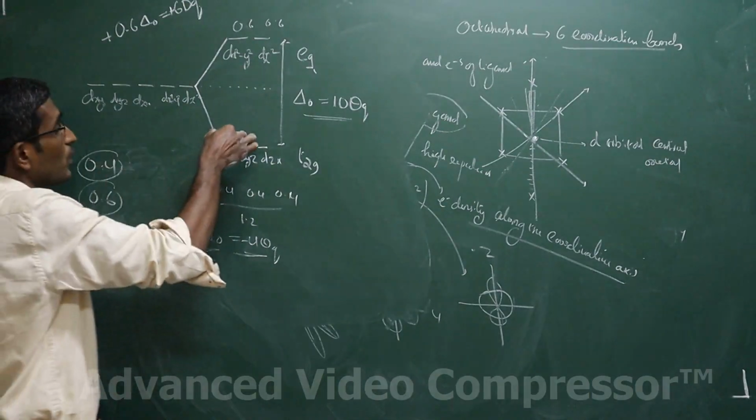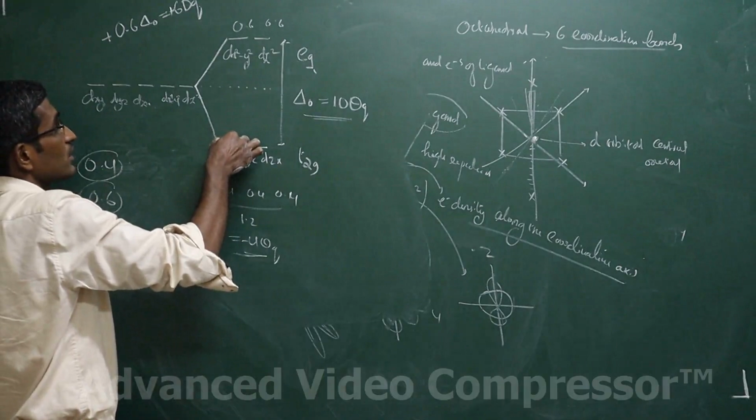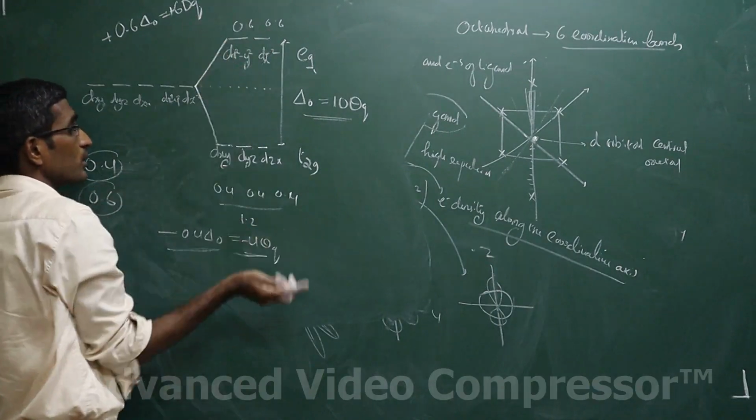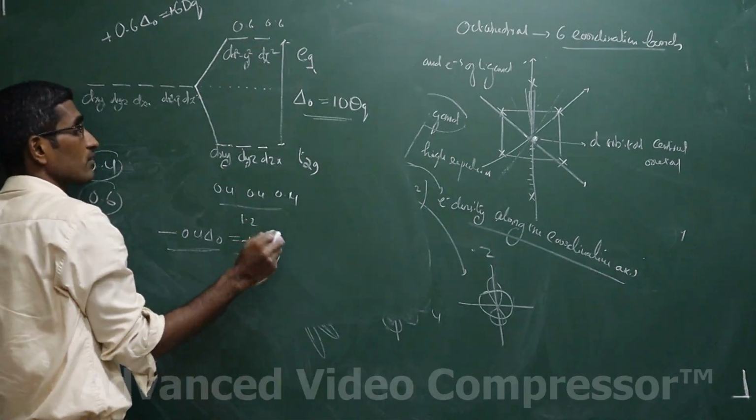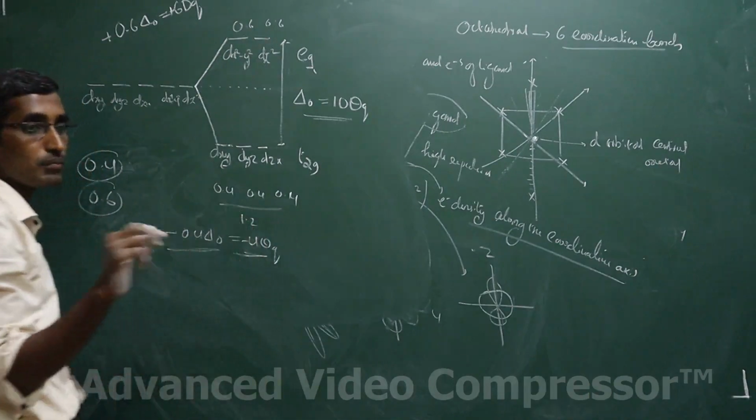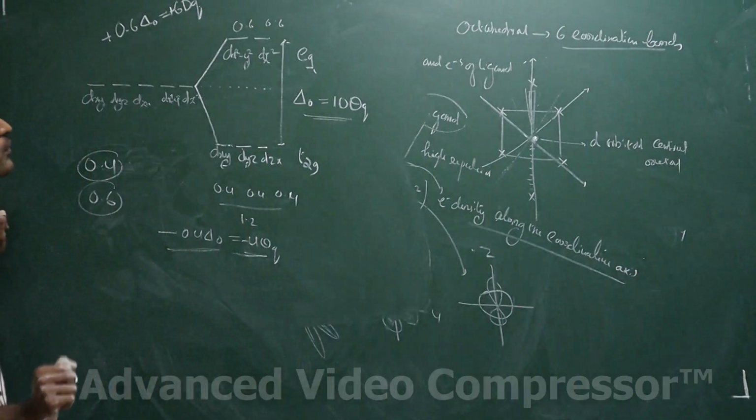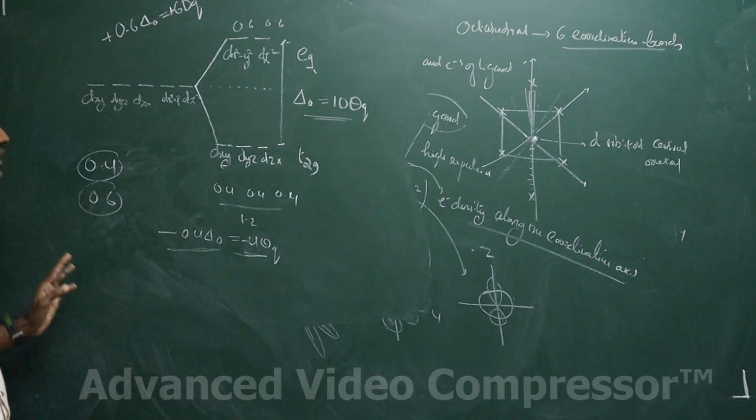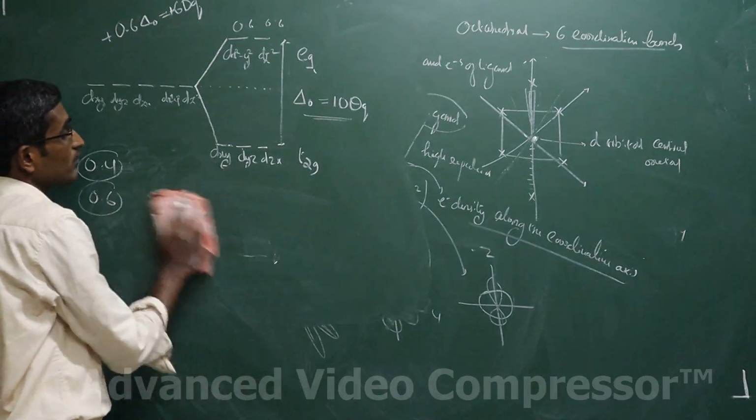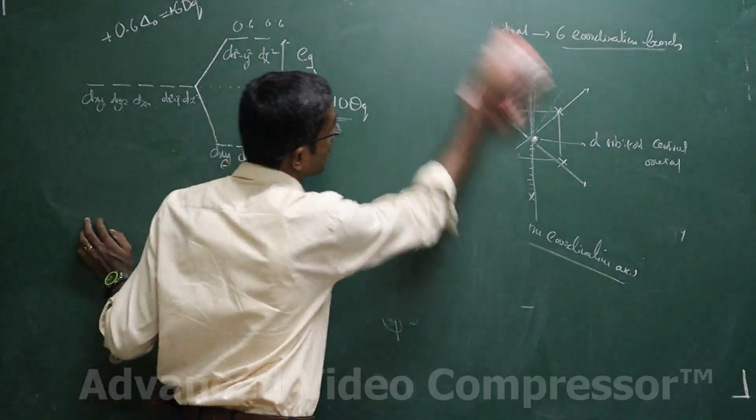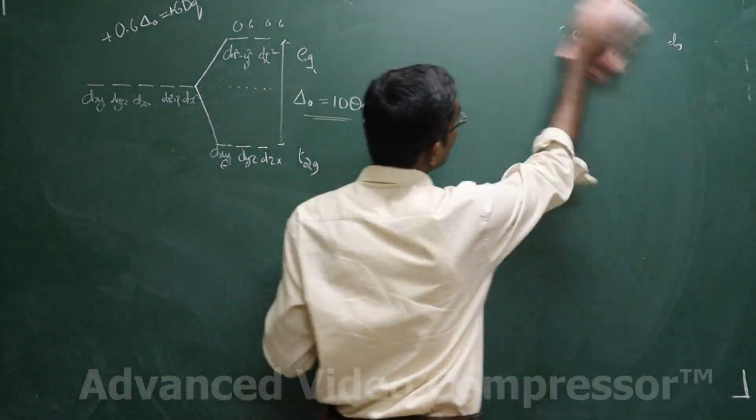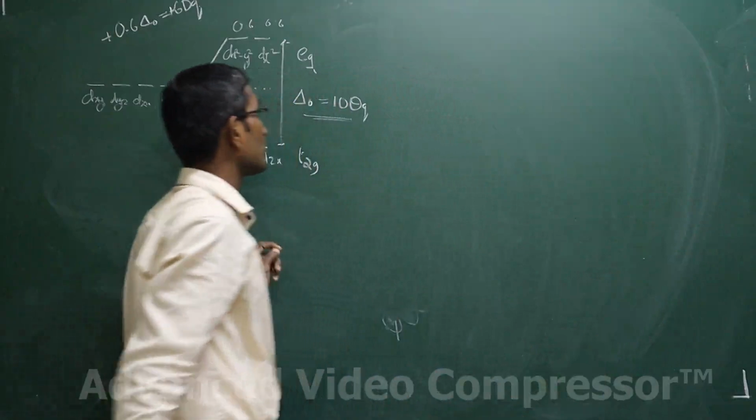For example, if one electron goes here and one electron goes here, altogether I will have minus 0.4 plus 0.6. That means it is destabilized by plus 0.2 delta naught or 2 dq. Clear? So that is how we will calculate the CFSE, the crystal field stabilization energy, which you may be asked to calculate, students.